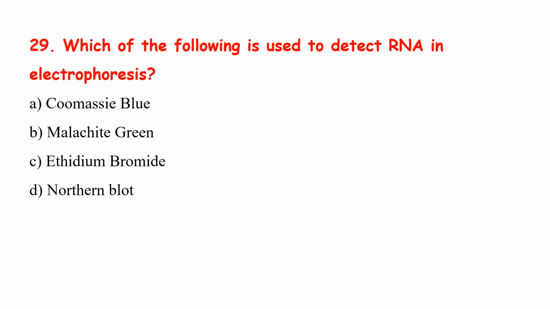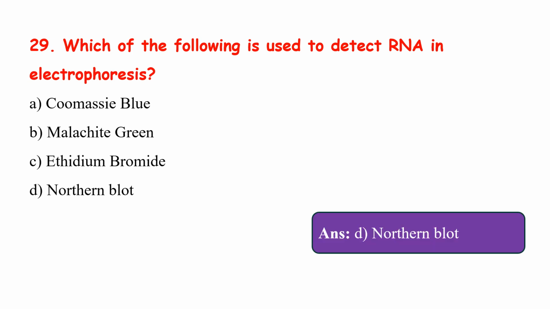Which of the following is used to detect RNA in electrophoresis? Coomassie blue, malachite green, ethidium bromide, northern blot. The correct answer, northern blot.